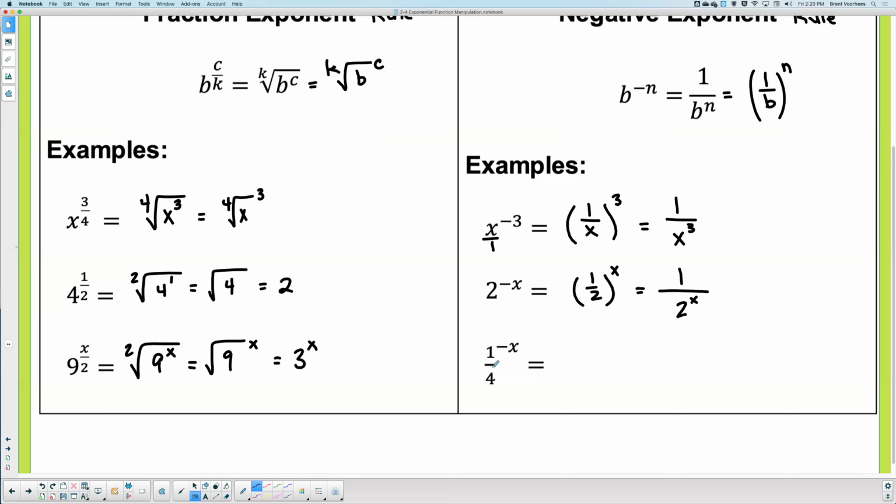All right, last one. This one should have a parenthesis. That's a typo on my part. If it's a fractional base, you need to have a parenthesis. Okay, what's 1/4 to the power of negative x going to be equal to? 4 over 1 to the power of x. And you can rewrite that as 4 to the x. What's 1 over 1? 1. And when you divide by 1, it's still going to be 4 to the power of x.